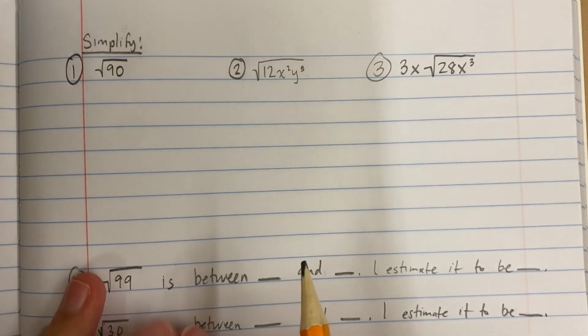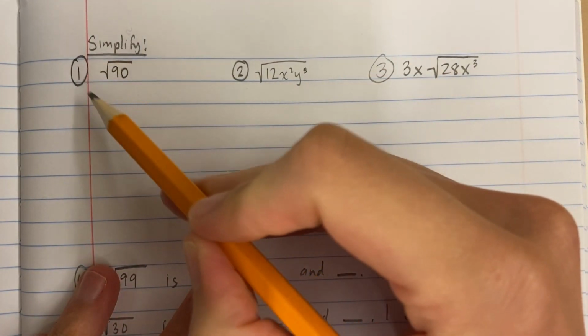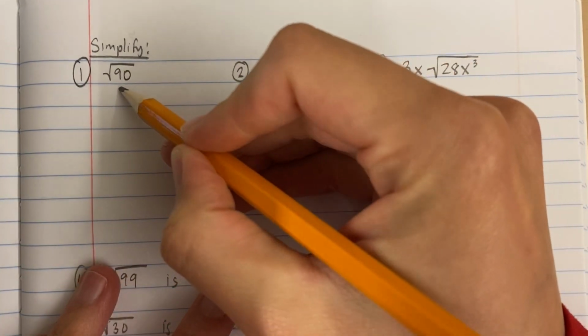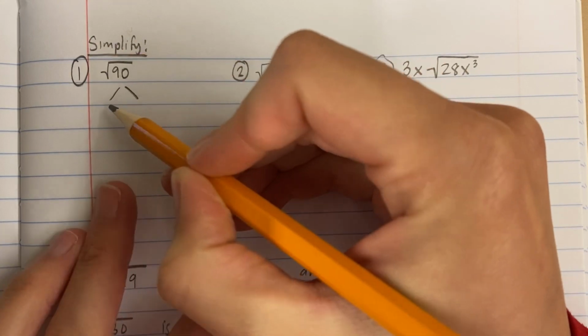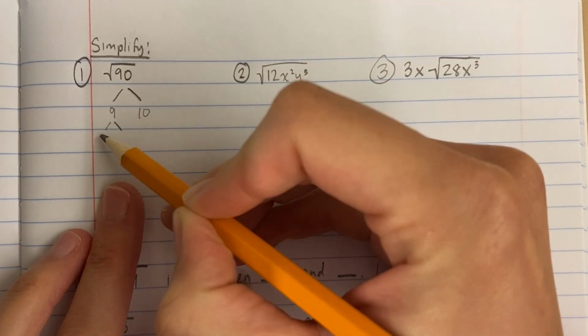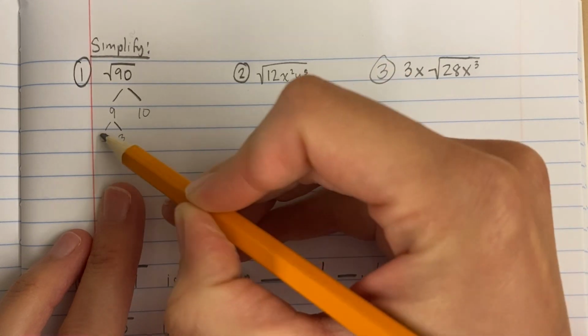All right, first when I'm simplifying, I'm looking to take out any perfect squares out of this number. So I'm going to just start by factoring. What are two numbers that multiply to 90? I'm going to just start with 9 and 10. I right away observe like, oh, 9, yes, that's a perfect square. That's 3 times 3. Right?